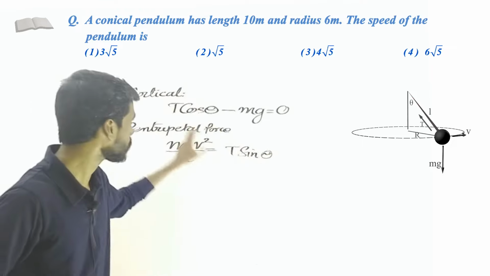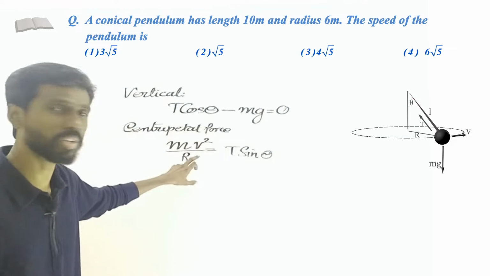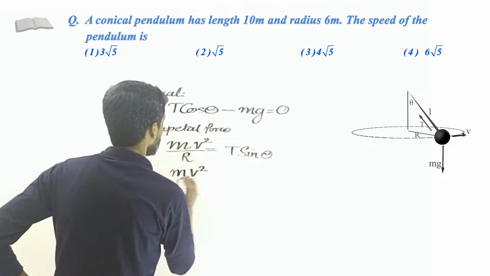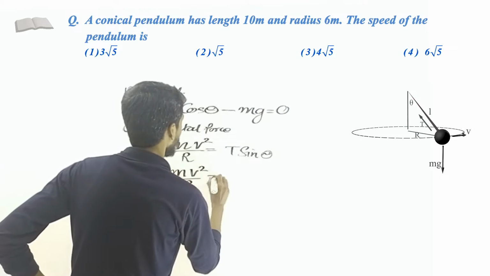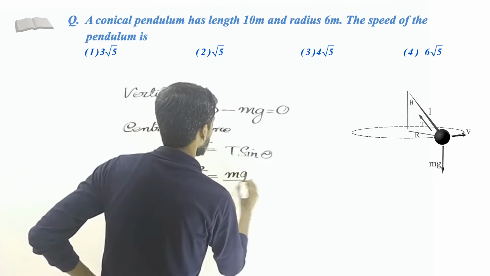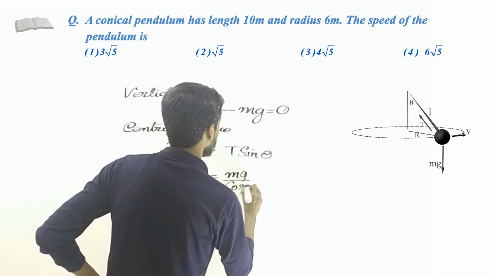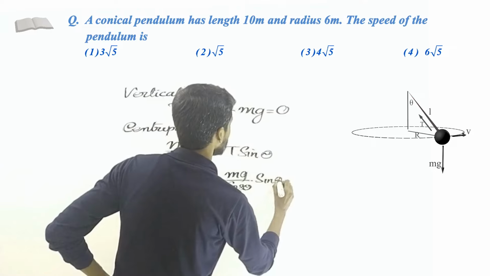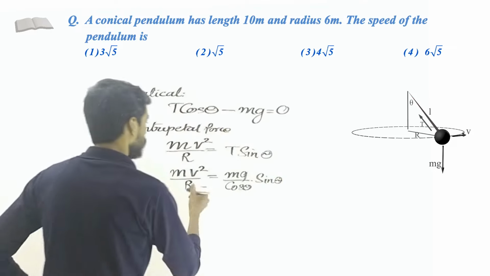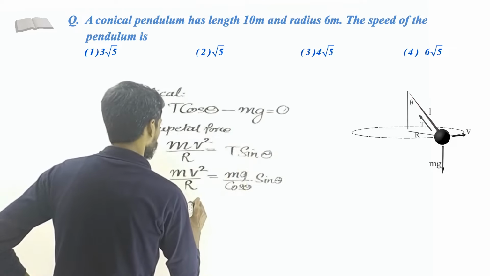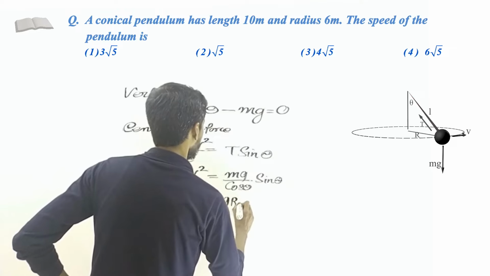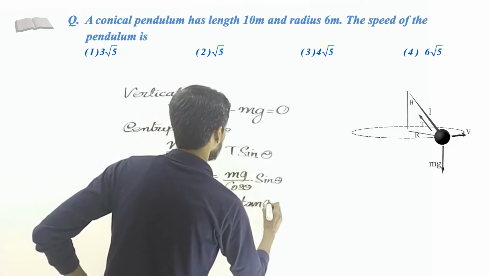So this T can be substituted from this, and then we'll get v. What we want is the value of v. So mv square divided by r equals T, where T can be substituted as mg divided by cos theta, multiplied by sin theta. This will give you the value of v. m gets cancelled, so v square is equal to g r tan theta.